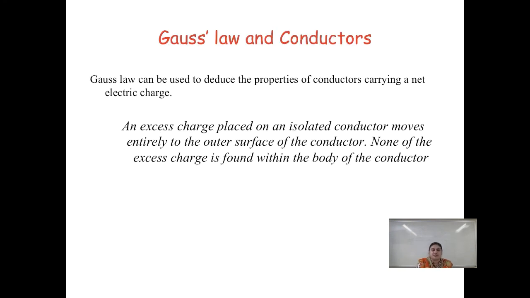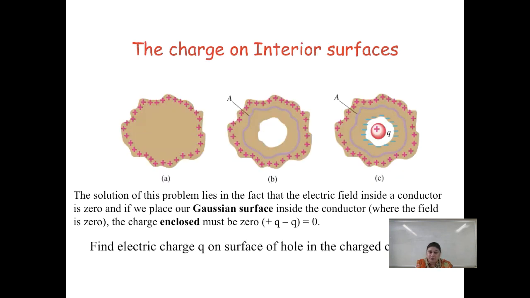Gauss's law and conductors. Gauss's law can be used to deduce the properties of conductors carrying a net electric charge. An excess charge placed on an isolated conductor moves entirely to the outer surface of the conductor. None of the excess charge can be found within the body of the conductor. And this is very, very important. So for example, if you have a conductor that's shaped like this, all the excess charge will come on the surface.